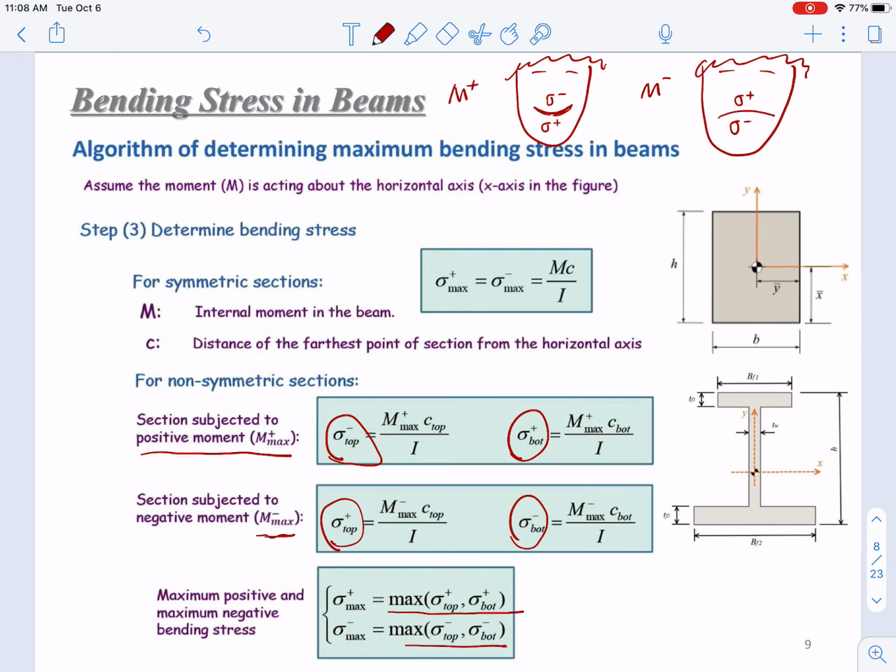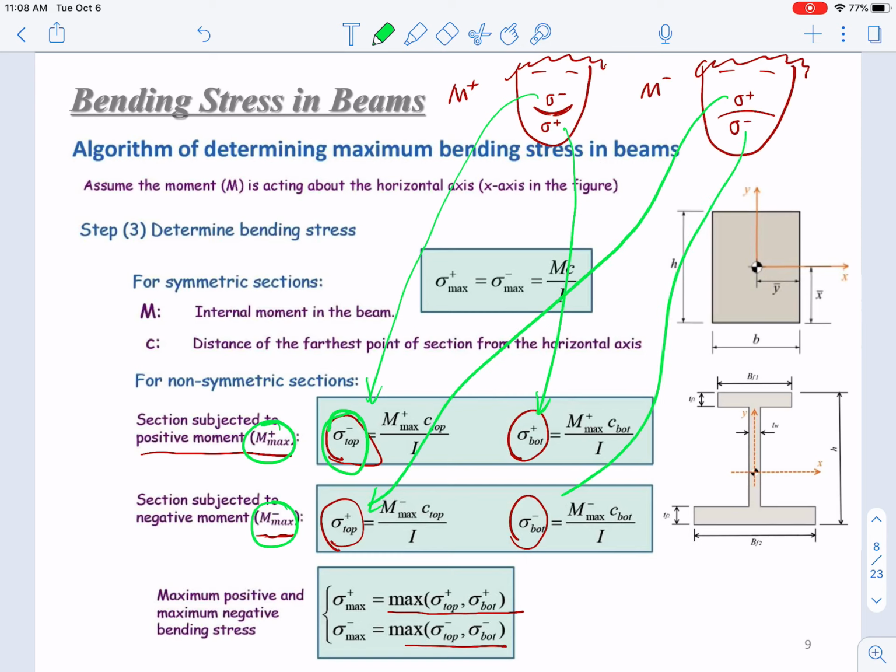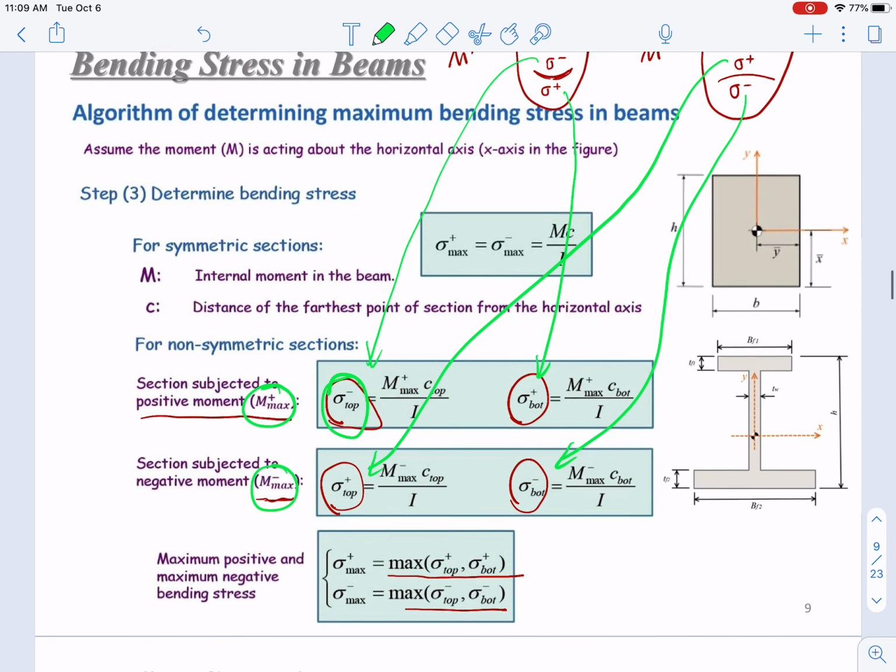Then you can compare these two faces to these equations. When subjected to positive bending moment, you have top negative and bottom positive stress here. When you have negative bending moment, you have this crying face. So on top of it, it will be positive, and bottom of it, it will be negative. Easy to remember. Then let's go through several examples to do some practice.